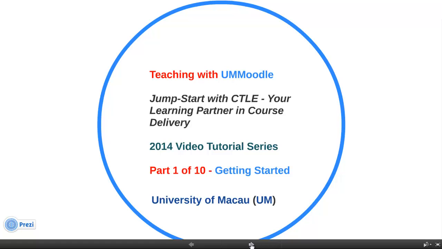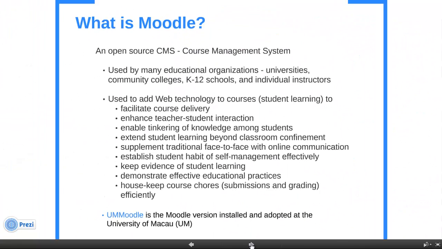So, what is Moodle? And what is UMMoodle? Moodle is a course management system, and at the University of Macau, our Moodle is version 2.5, called UMMoodle. There are many advantages of using Moodle in our teaching. In particular, we can facilitate our course delivery with a 24/7 environment to help our students learn.